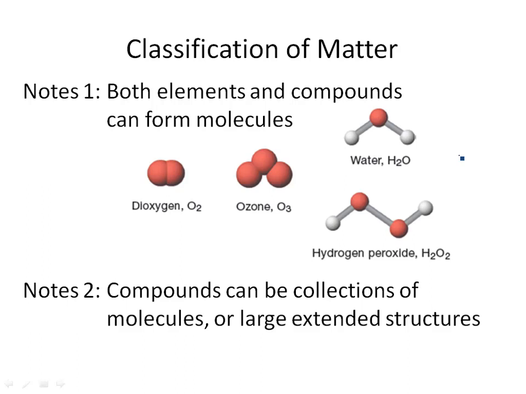It's an interesting thing that molecules can be formed from single elements, so O2 contains only oxygen atoms, so it's an element still, as is ozone, O3. But compounds can also be formed from molecules. So both single elements and compounds can be used to make molecules.